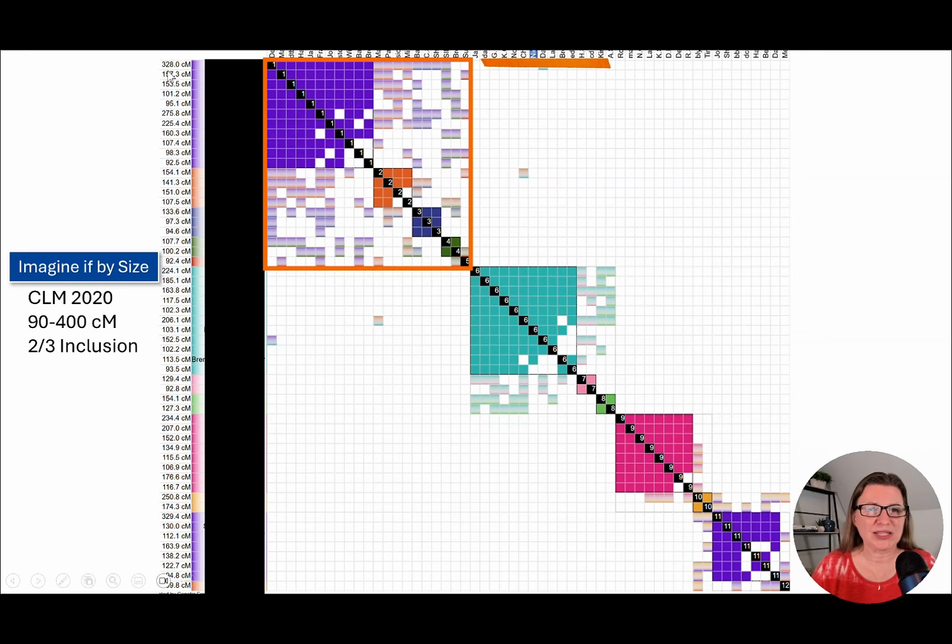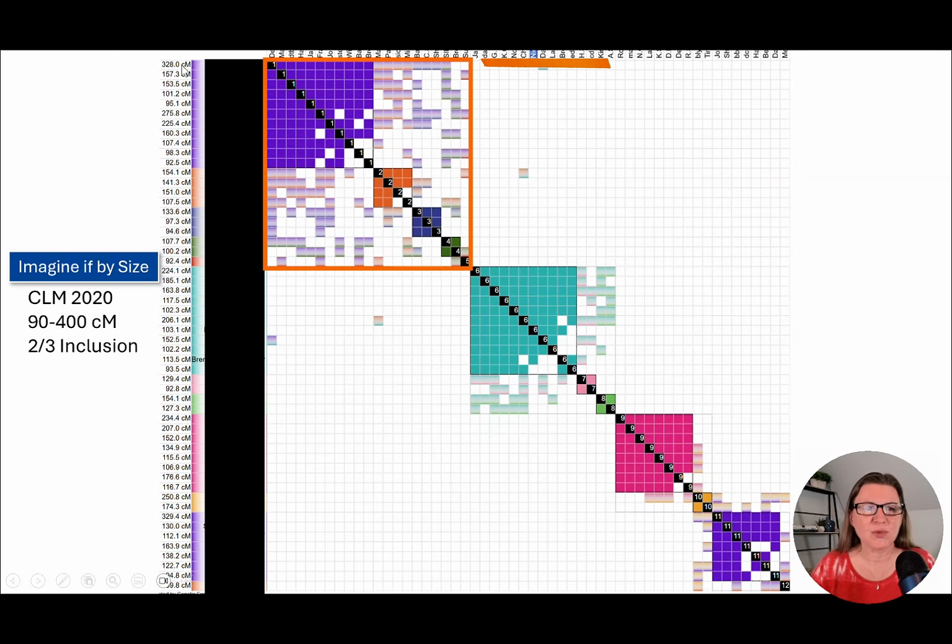Here we have, let's look at this 328 centimorgan match. A person can only be in one color. It's kind of like sitting a person at a table. You've got a lot of tables, and these tables mean different ways they're connected to you. But a person can only sit at one table, even though they can have connections to other tables.